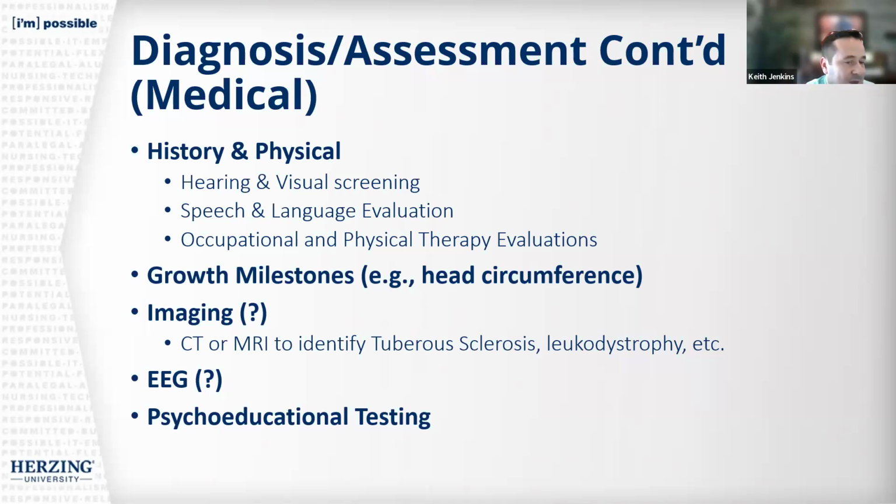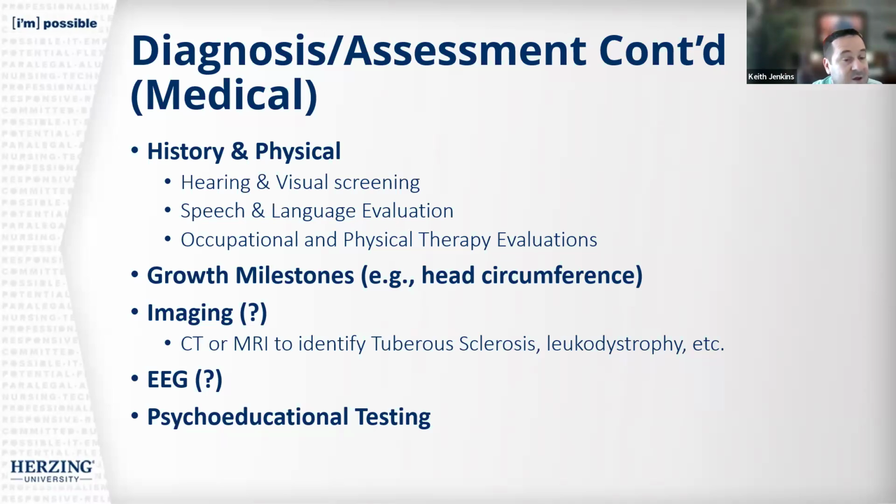History and physical. You always want to do history and physical, hearing and visual screening. Speech and language evaluation. Obviously, that would be very important in this situation since it is a pervasive developmental disorder. You'd probably notice some issues there. You'd also want to have them evaluated by occupational and physical therapy. Why would you do that? Well, we just mentioned earlier that they have issues with coordination and movement. And OT and PT could certainly help validate that.